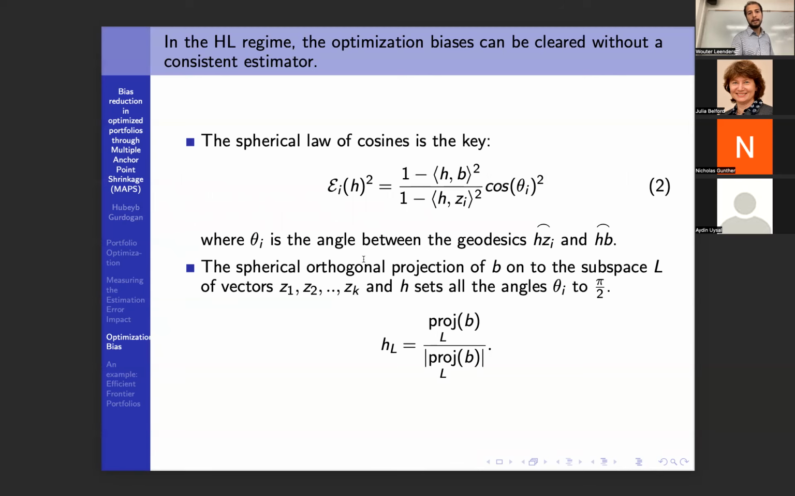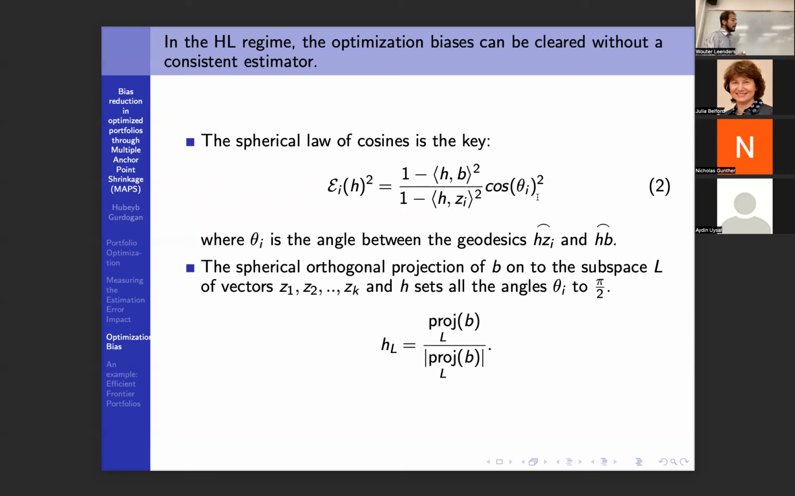Okay, so let's look at the spherical law of cosines. The spherical law of cosines will invoke this equation where the optimization bias can be written as this fraction times cosine theta_i squared, where theta_i is the angle between the geodesic connecting H and B and the geodesic connecting H and Z. If that angle were 90 degrees, then cosine theta_i would be 0. So we wouldn't have any optimization bias.